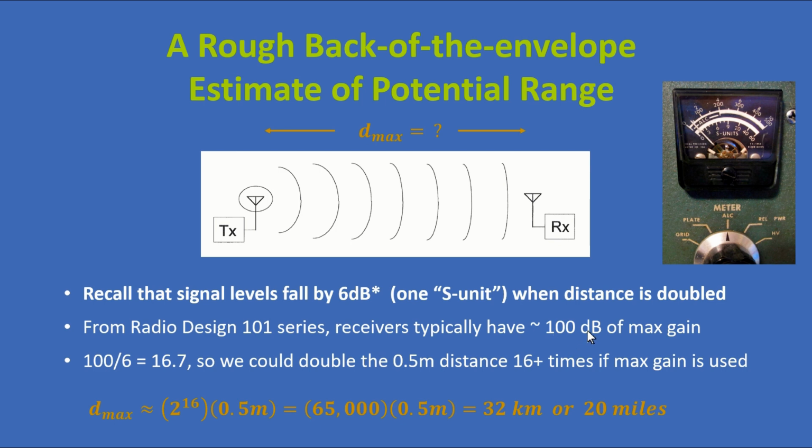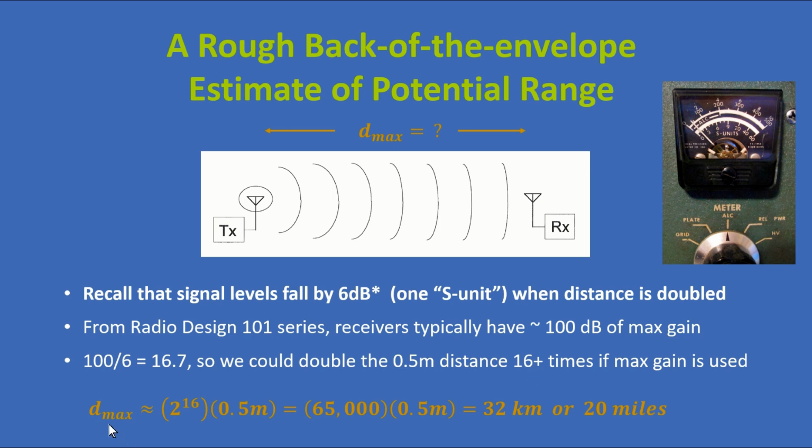So if we have 100 dB of gain in our receiver, how many times could we double the distance? Well, we take 100 and divide by 6. We get 16.7. So we could double the 0.5 meter distance more than 16 times if we use the maximum gain. We'll just work it for 16.